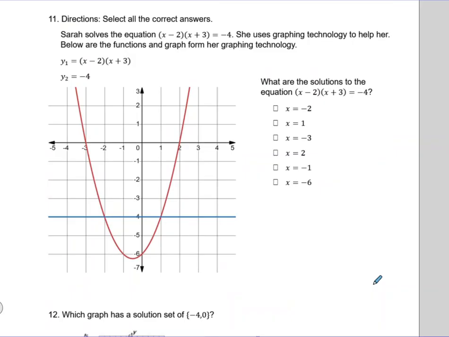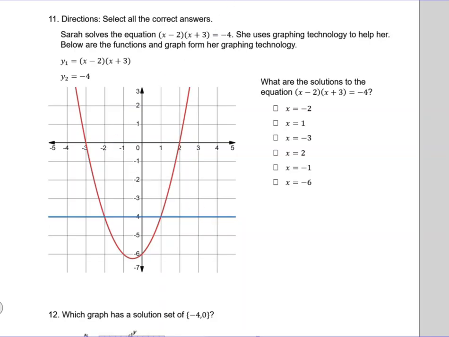All right, select all the correct answers. All right, Sarah solved the equation x minus 2, x plus 3 equals -4. She uses graphing technology to help her. Below are the functions and the graphs. So here, the first function she put in looks like the left side, which is this parabola right here. And then the other one is -4, okay? So what are the solutions?